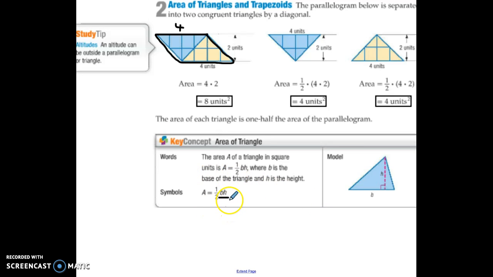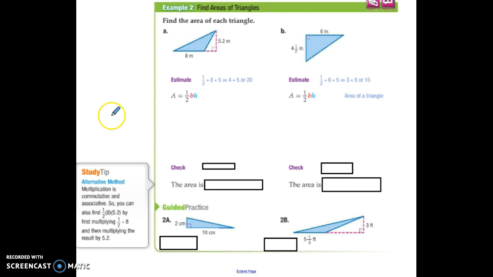Now, the key thing here is that when we do the half multiplication, we can mix it around. We can do base times height first and then take it times half, or we can take half times height, then times base. The order doesn't matter because it's all multiplication. So we're going to talk about making smart decisions of what we're going to take half of. Okay? So let's look at some examples.